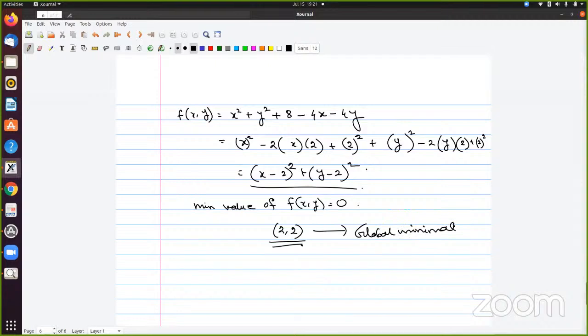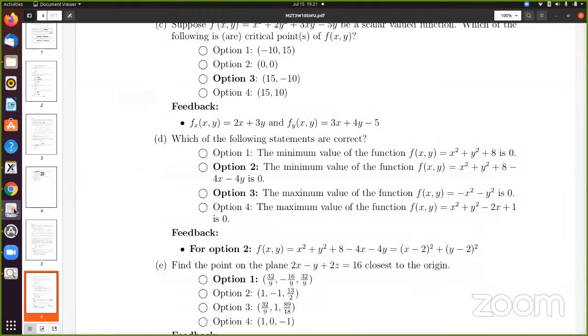Okay. So if we just give this function and ask what is the global minimum of this function, you can calculate it, right? So with the same type of question, just twisting it a little bit, we can get a new question like this. Similarly, the third option you can also write.